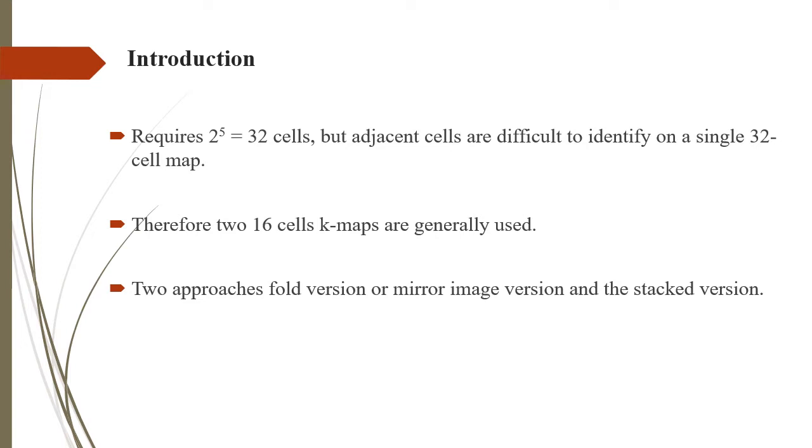A 5 variable K-map requires 2 to the power of 5, that is equal to 32 cells. But constructing this K-map using one single 32 cell map is a little difficult. For that purpose, two 16 cell K-maps are generally used. So there are two approaches: one is the folded version, or the mirror image version, and the other is the stacked version.